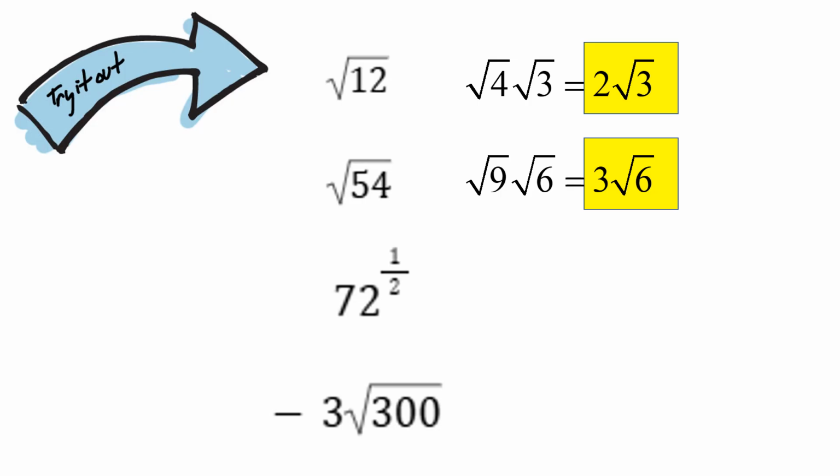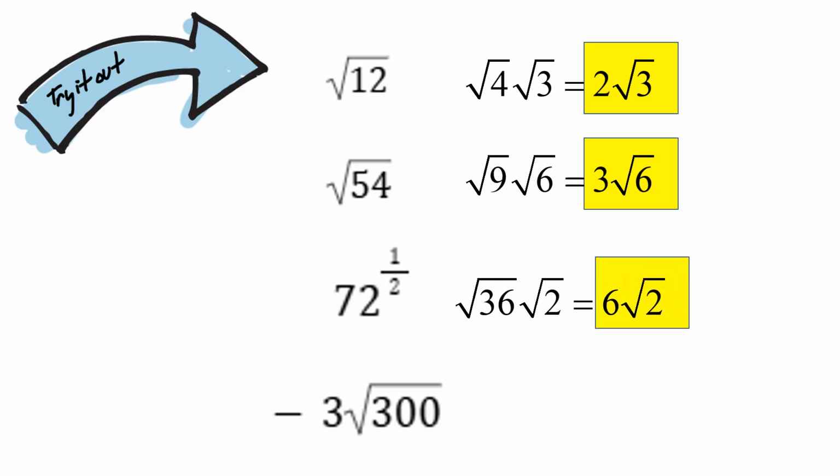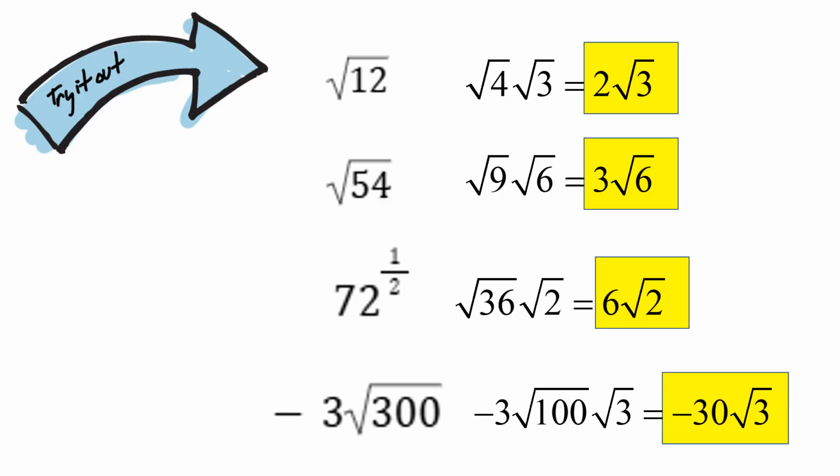72 to the 1/2 power is the same thing as the square root of 72, which can be written as the square root of 36 times 2, which is 6 times the square root of 2. And negative 3 times the square root of 300 is going to be the same thing as negative 3 times the square root of 100 times 3, but the square root of 100 is 10. 10 times negative 3 is negative 30. So this simplifies down to negative 30 square root of 3.